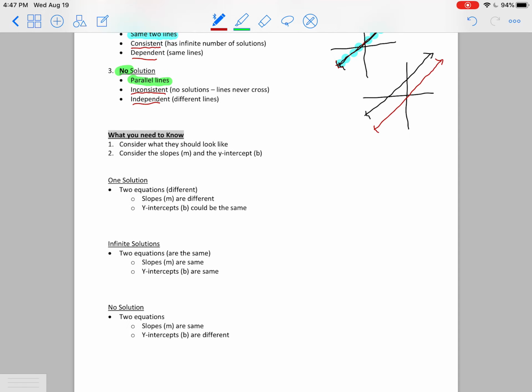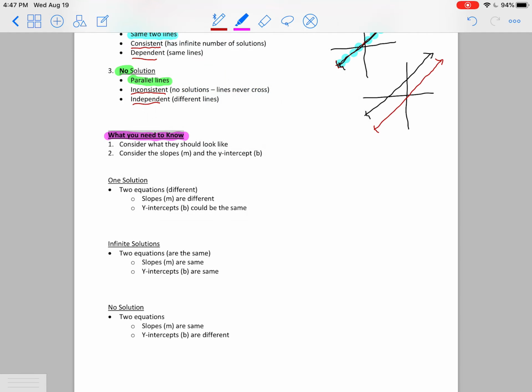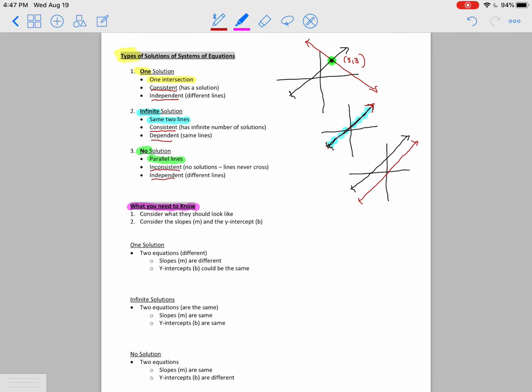Now, what do you guys really need to know from this? This is kind of where I want to get to. This is what I want you to really be thinking about in terms of all of this. Not really, oh, we label this inconsistent, label that dependent. I want you to consider what the solution types look like. Obviously we can see here, if we look at the three different graphs, they look very different from each other, right?